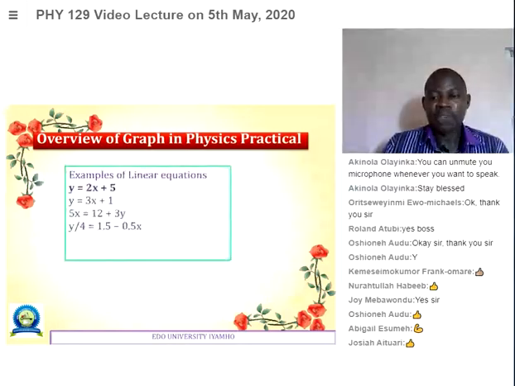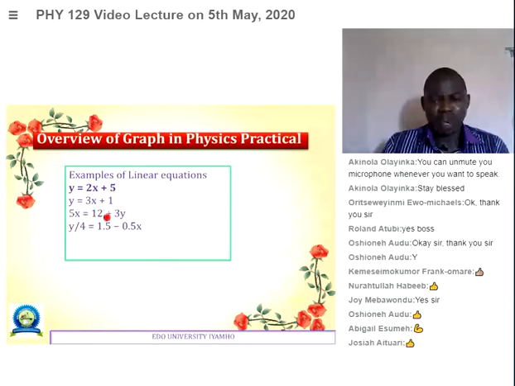Going forward, I quickly show you examples of linear equations. A typical example of a linear equation is when you have y is equal to 2x plus 5. By the time you plot this on a graph, you will have a graph similar to what we have in the previous slide. If you have y is equal to 3x plus 1, that is also a linear graph. If you plot it, you will get a similar graph like what we have in 1.